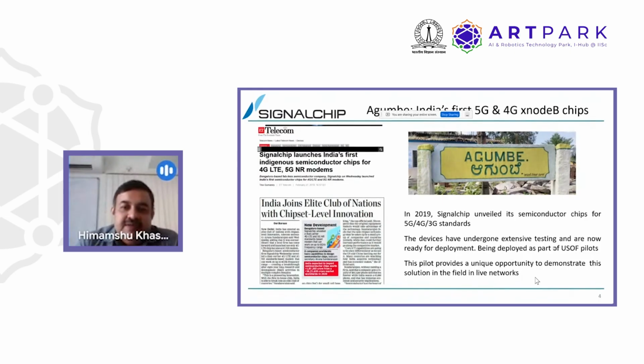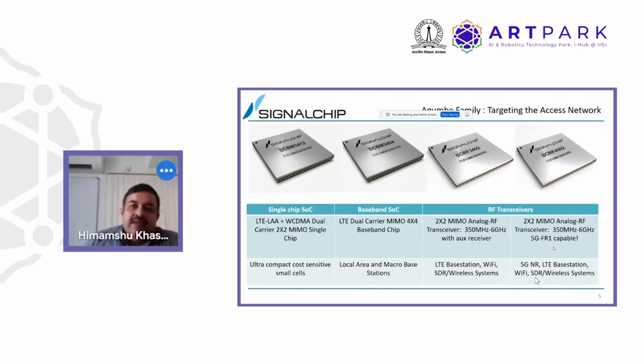And these have gone through multiple levels of testing and have got deployed into systems. I'll just quickly touch upon the chips that we have done, and then go into the systems that these are used in. The Agumbe family has 4 chips that are available.